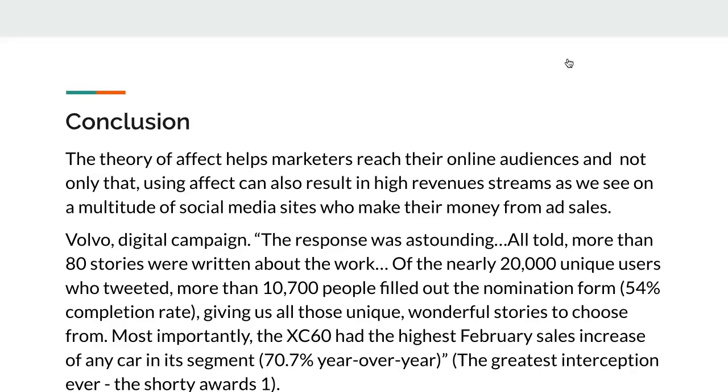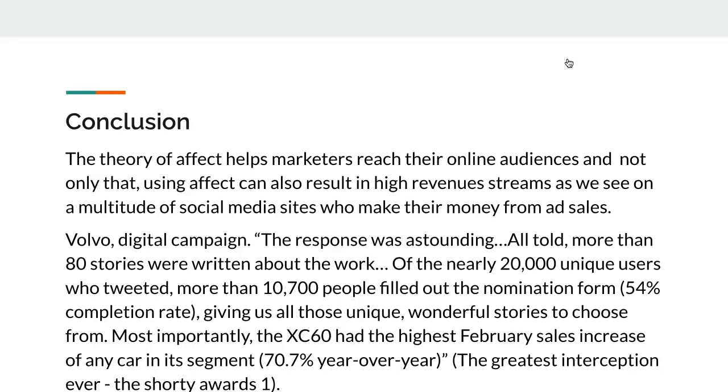So to conclude, the theory of effect helps marketers reach their online audiences, and it doesn't just help reach them. It helps result in high revenue streams, as we see in a multitude of social media sites who make their money from ad sales, like Twitter, Instagram, TikTok, Meta, which was previously Facebook. We see that almost all their revenue is ad sales because it works. So for the Volvo digital campaign, the response was astounding.